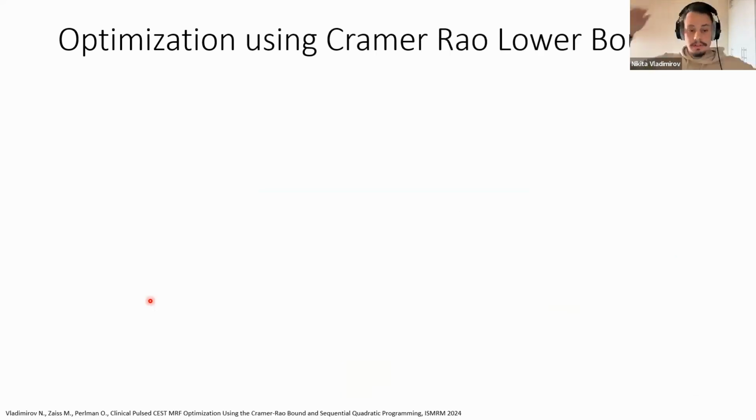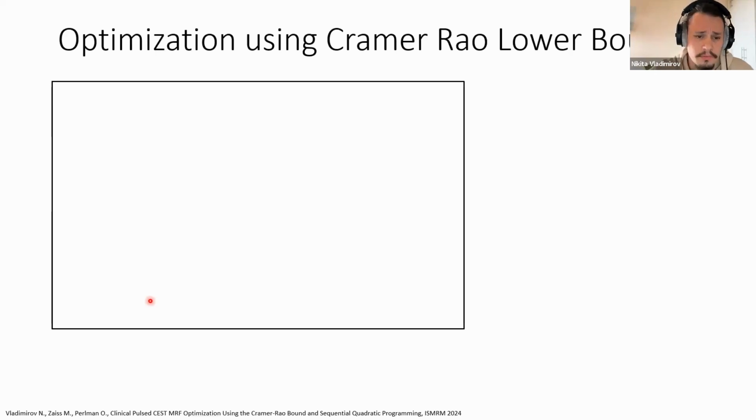So further analysis is required. It was shown that the metric called the Cramér-Rao bound is successfully applied in classical MRF, and that even in CEST MRF it reflects the discrimination ability. So I propose to try to use it.